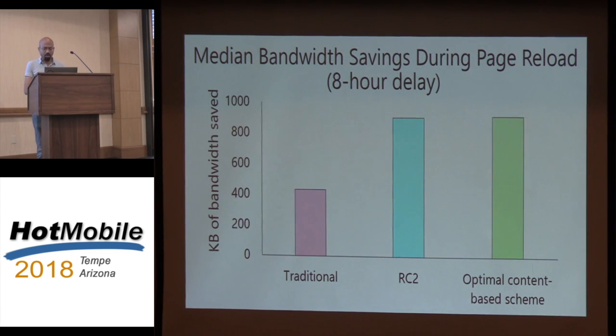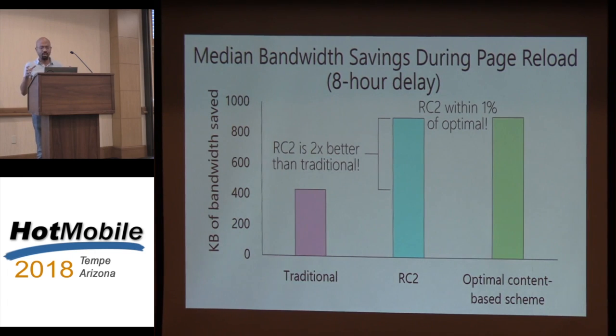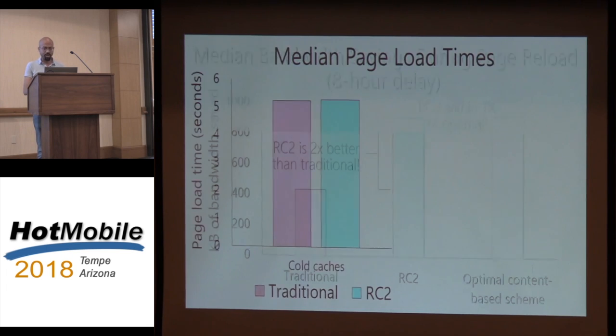So let me comment on a couple things. First, note that RC2 is within 1% of the optimal scheme. So that's pretty good. And second, RC2 is twice as good as traditional caching. And the raw difference is non-trivial. It's about 469 kilobytes. The median page size in our test corpus was about 1.4 megabytes, so this difference is actually pretty non-trivial. And the last evaluation result that I want to show you involves page load times.